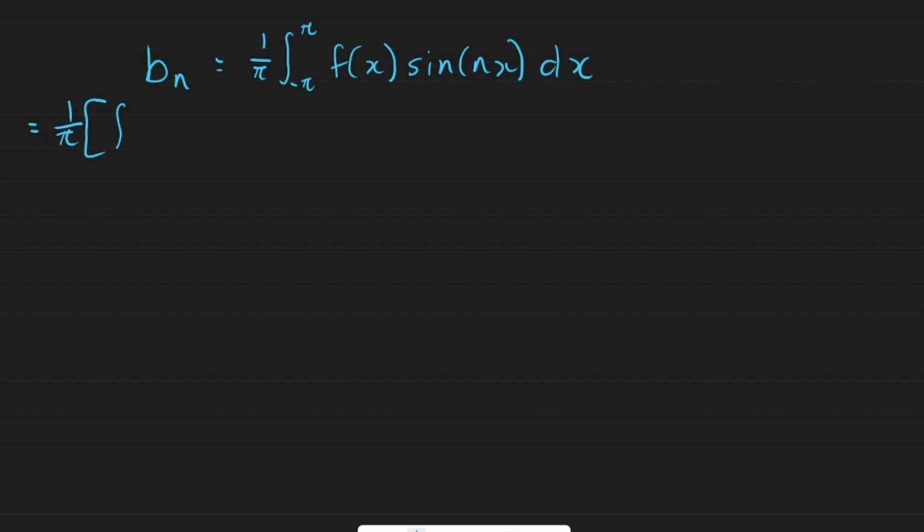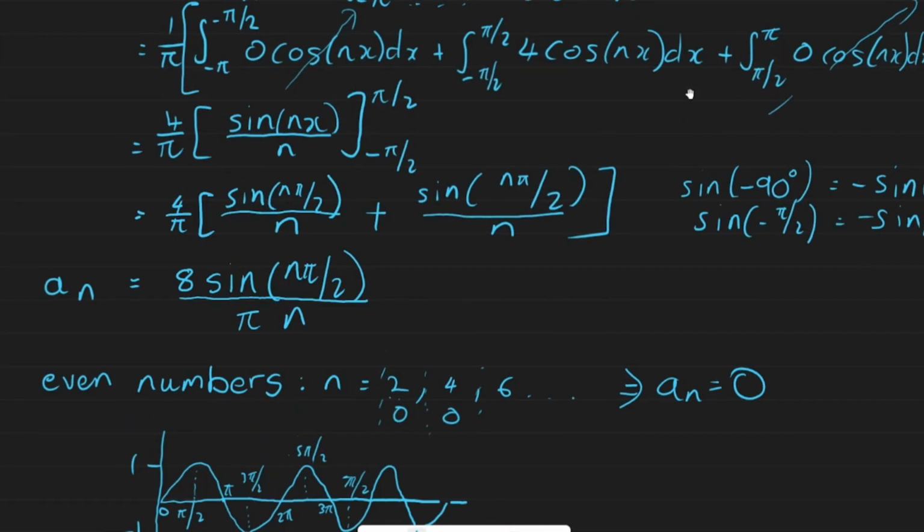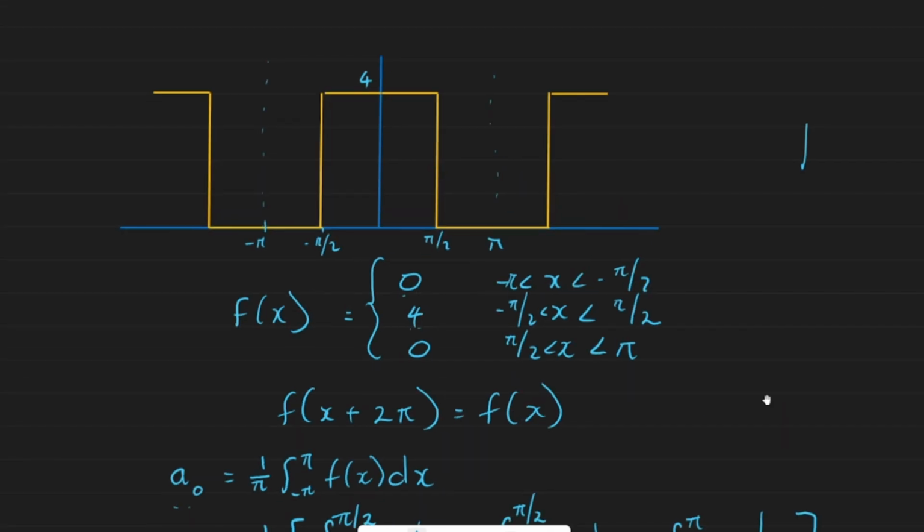So Bn was equal to 1 over pi times the integral from minus pi to pi. Then we had f of x and sine nx. So we substitute this in. For the function that we have considered, we're taking the integral from firstly minus pi to minus pi over 2. Let's just remind ourselves once more because it was a little while back. Minus pi to minus pi over 2, 0, then 4, and then 0 again.